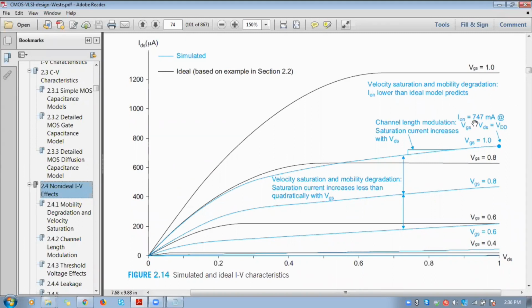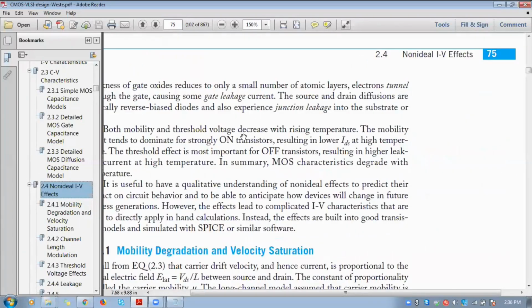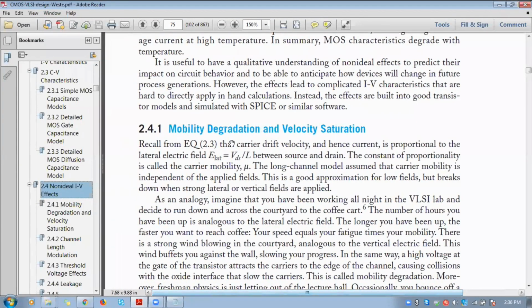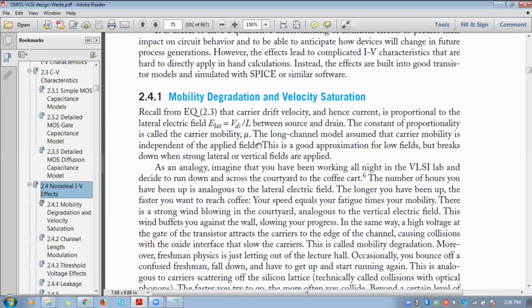due to many reasons, it is decreasing from the ideal response. So we are going to discuss the non-ideal effects which affect the output current flow for the same input condition. First one is mobility degradation and velocity saturation.